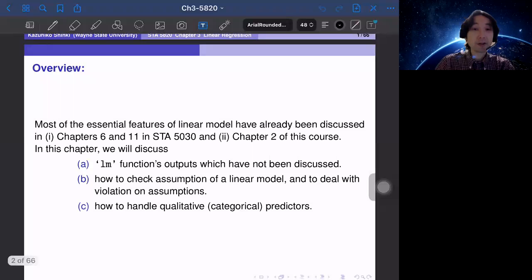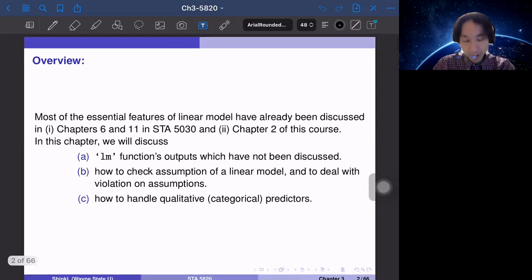You can see the slides in Canvas, so you can download them. Most of the essential features of the linear model have already been discussed in STAT 5030. If you don't really remember, you can download the 5030 slides in Canvas. And also in chapter 2 of the course, just last week, we covered some of the linear regression. So I focus on some specific things.